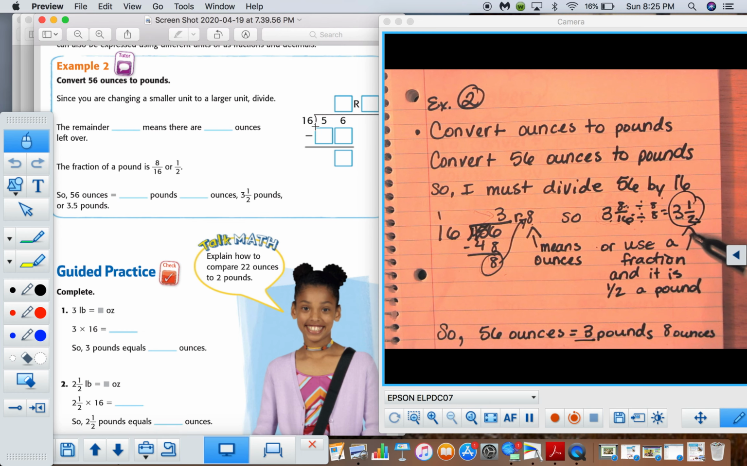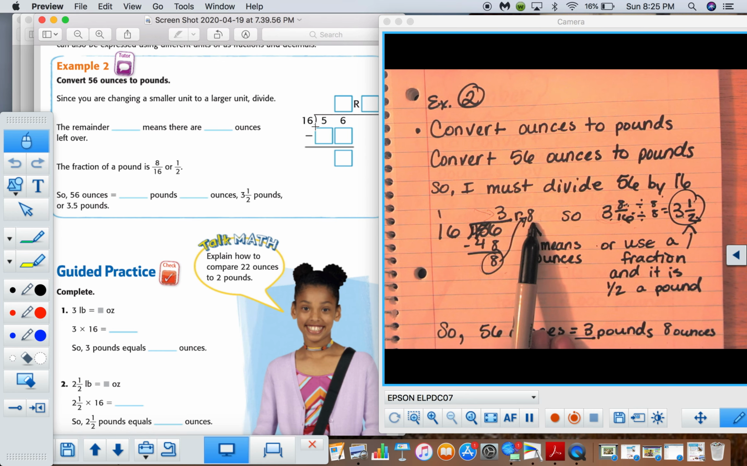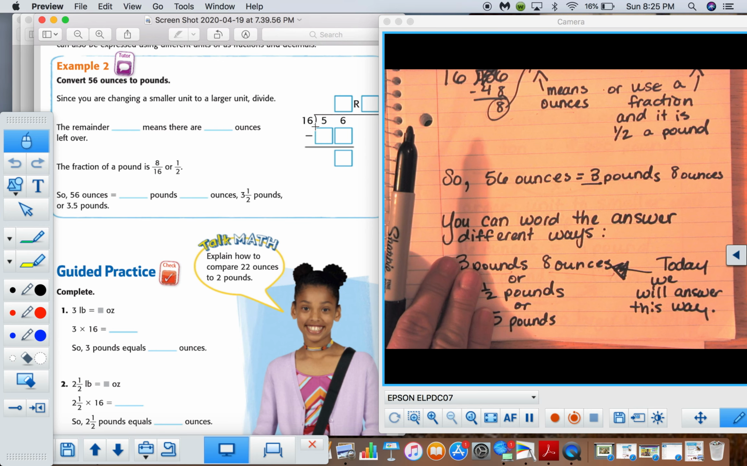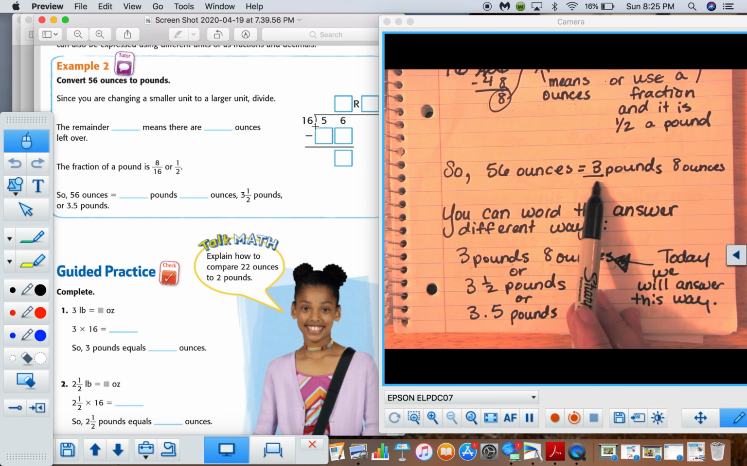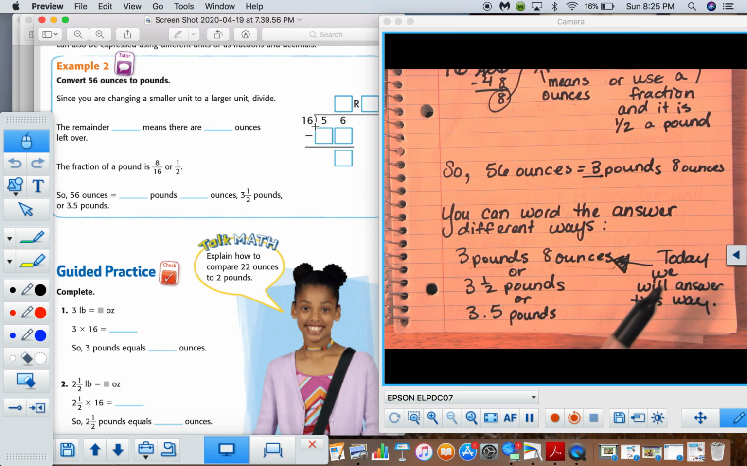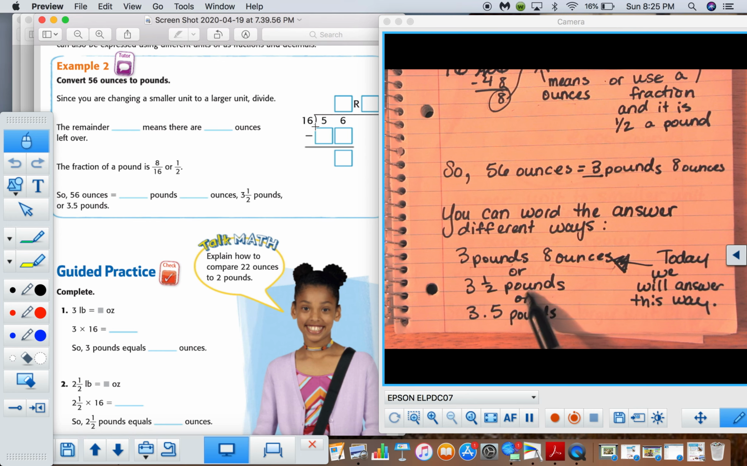Now this half doesn't mean ounces here. It means half of a pound now. So 3 pounds and 8 ounces is the same thing as 3.5 pounds. We can use ounces or a fraction of a pound to explain our answer. So 56 ounces is equal to 3 pounds, 8 ounces. You can word the answer in different ways, just as we did above with the fractions. 3 pounds, 8 ounces, or 3.5 pounds, or 3 5/10 of a pound.